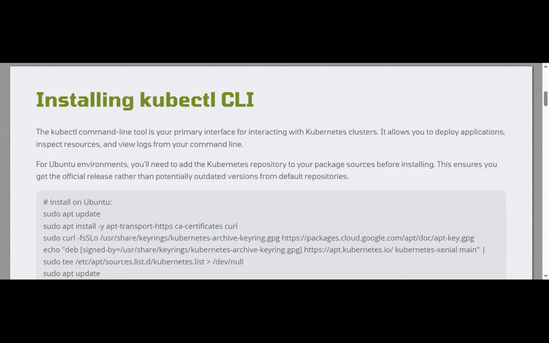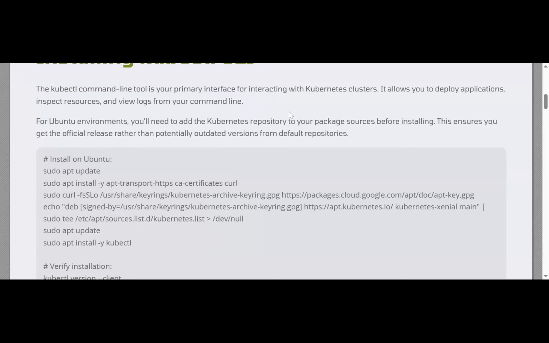Mainly for Ubuntu environments, you need to add the Kubernetes repository to your package sources before installing. So we'll be installing all these things. This ensures you get the official release rather than potentially outdated versions from the default repositories.